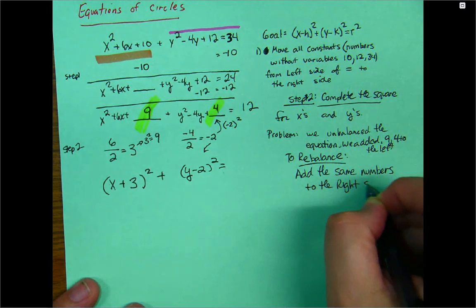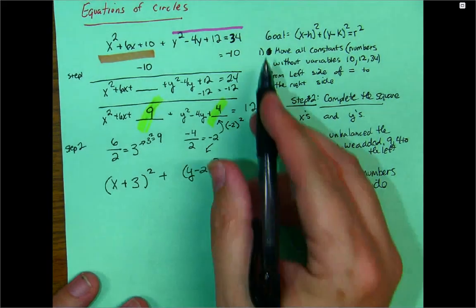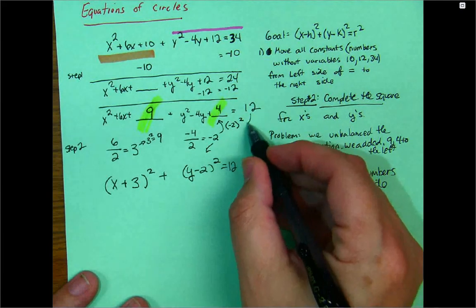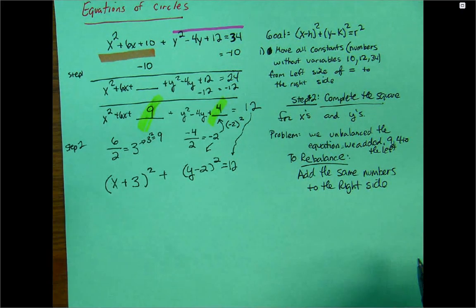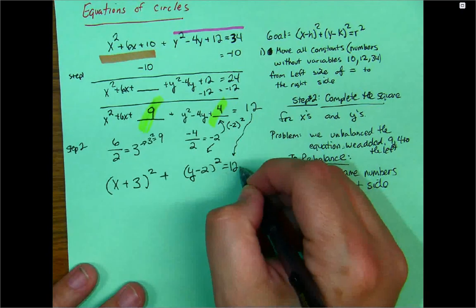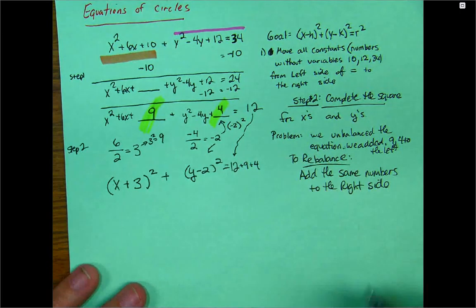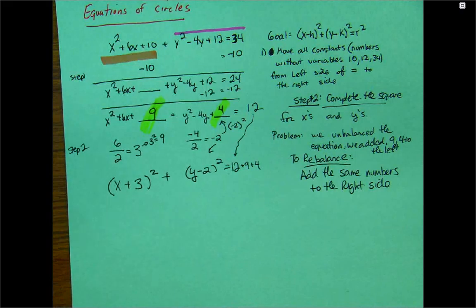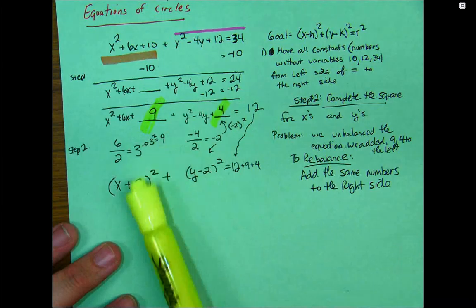Add the same numbers to the right side. So we started with the 12. The 12 is down there. But what two numbers did I add to the left side? 9 and 4. So basically it goes back to the one rule that you learned in algebra. Whatever you do to the left-hand side, you got to do to the right-hand side. Since we had to introduce two brand new numbers here in order to make sure that we got our perfect squares, we have to add them to the right-hand side as well.